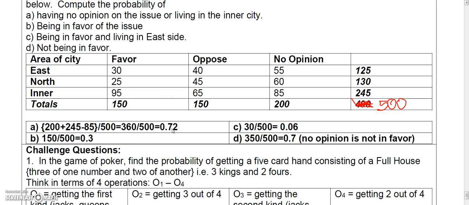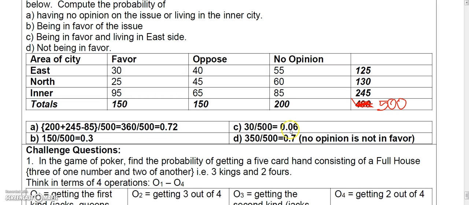The second question says being in favor and living in the east side. So we need to look for the intersection. Well, here's the being in favor, and they intersect the east side right here at this 30. I'm sorry, that's part C. Being in favor and living in the east side is C. So C would be 30 out of 500, which is 0.06.